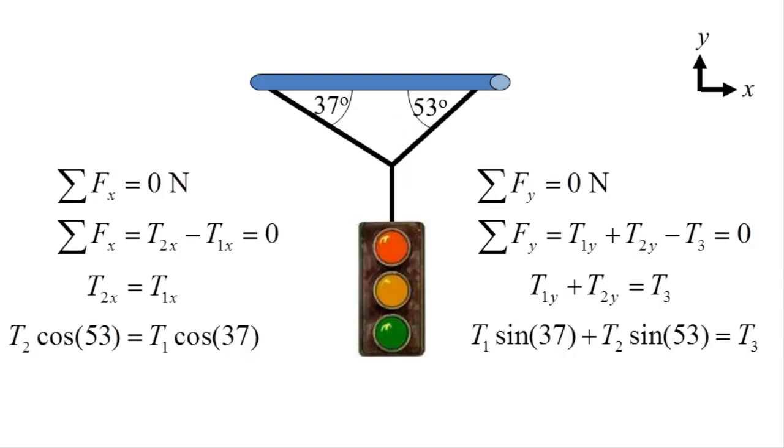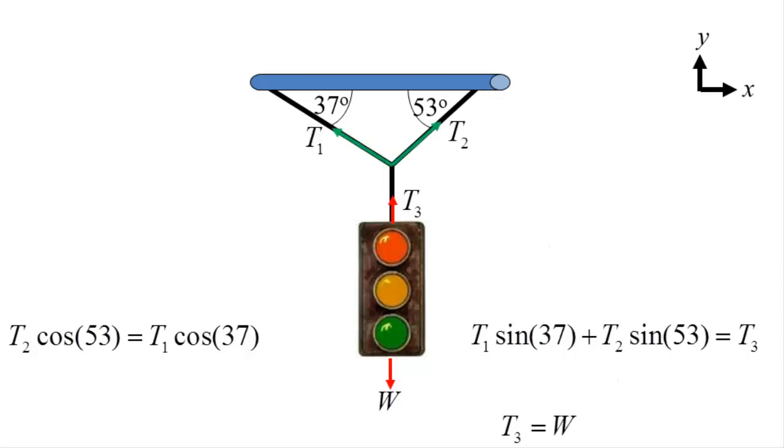And finally, for the traffic light, we have T3 pointing up and the weight pointing down, the vector sum of the two being equal to 0. So T3 must be equal to W. So we're now left with three equations and three unknown variables, T1, T2 and T3. But T3 is equal to the weight of the traffic light, which is known and is equal to 100 newtons. So there's really only two unknown variables, T1 and T2.